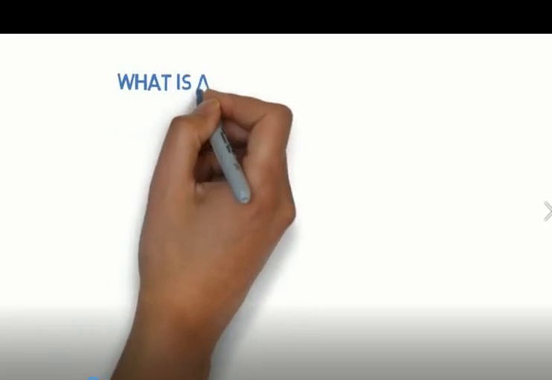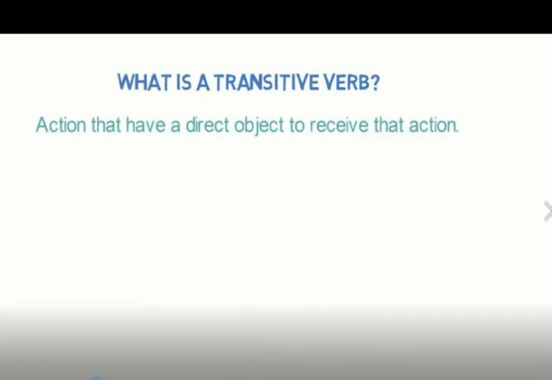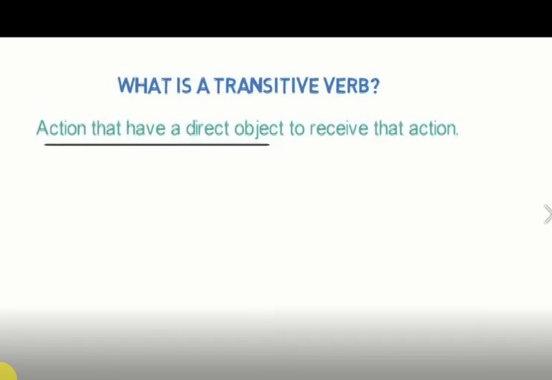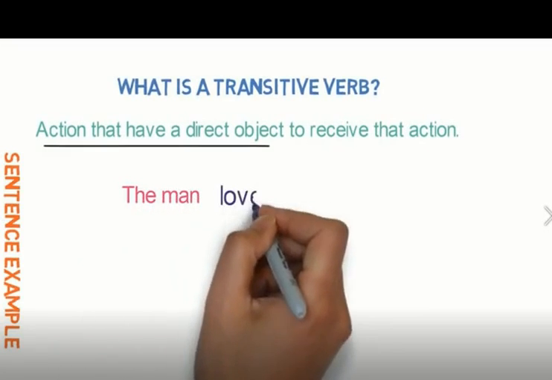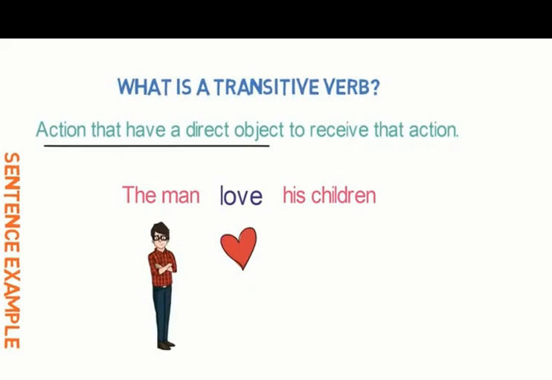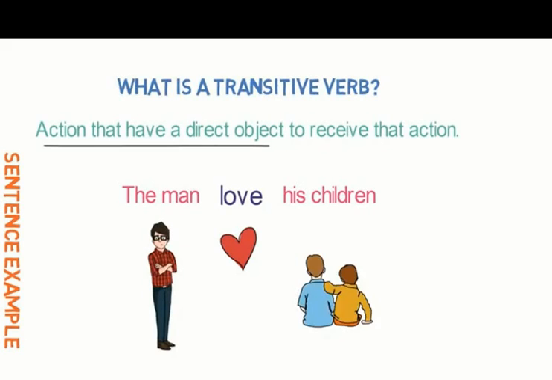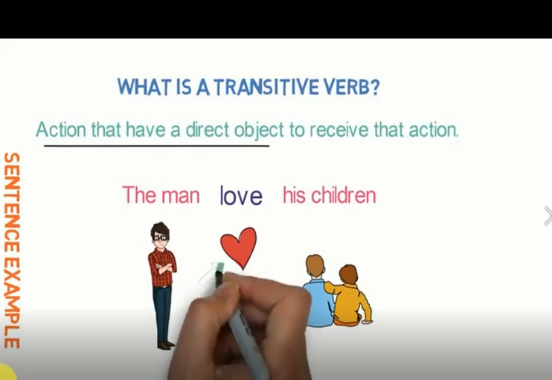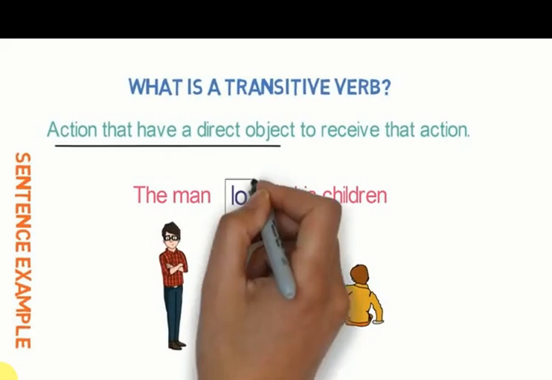So what is a transitive verb? It is an action that has a direct object to receive that action. So it's an action word with a direct object. If we ask the question to the verb, it will give one direct object. That is a transitive verb. For example, the man loved his children. Here, love is an action performed by the man, who is the subject. He performs the action love and it has a receiver, which is children. As the man is the subject doing the action of love and it has a direct object, children, it is a transitive verb.